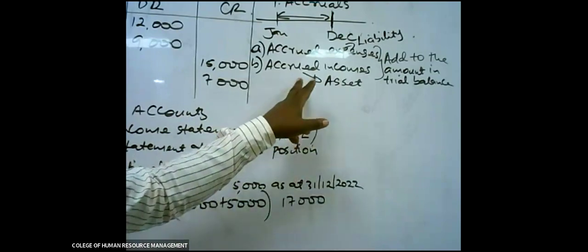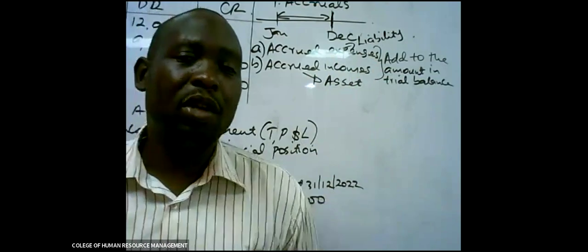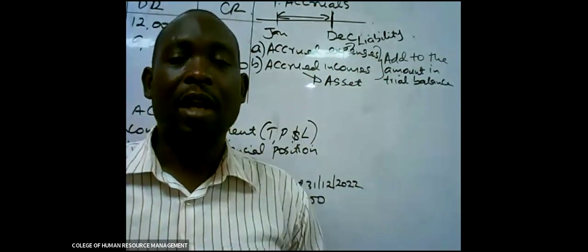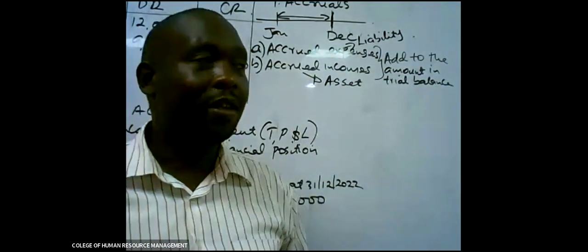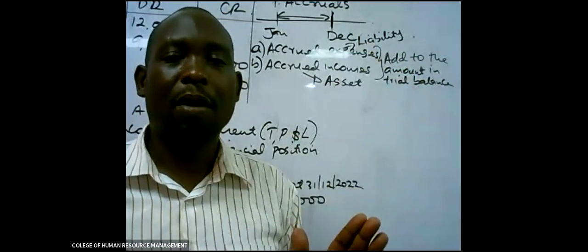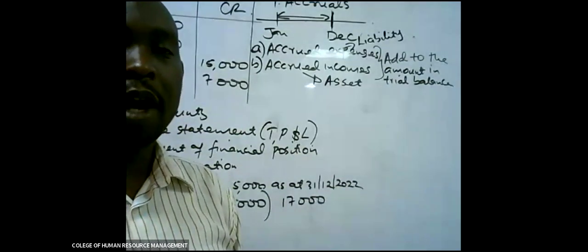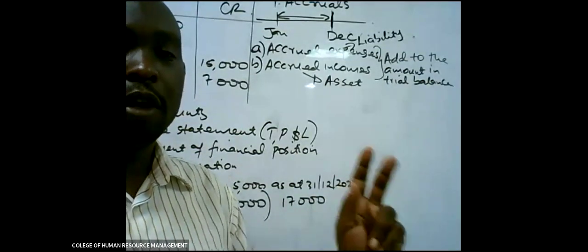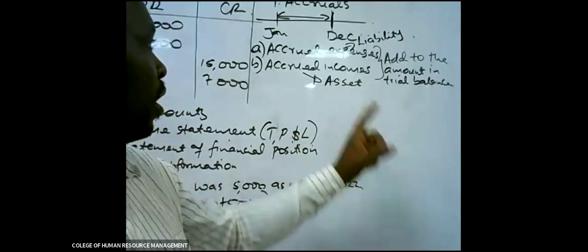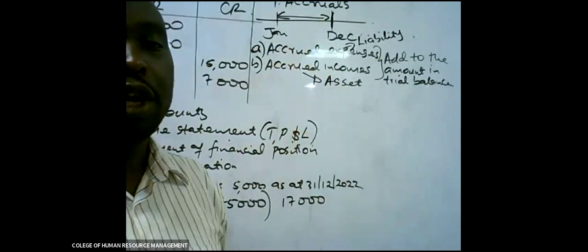So if we had, for example, accrued income of 1,000, that 1,000 that is ours but not yet received, we treat it as an asset, a current asset, and this one a current liability. That is all about the accruals. Understand what they are? Amount not yet paid or received. If it is an amount not yet paid, it's an accrued expense. If it is an amount not yet received, it's an accrued income.